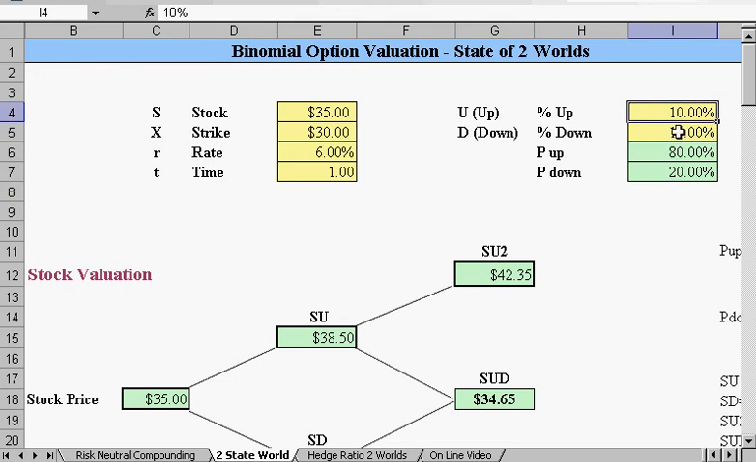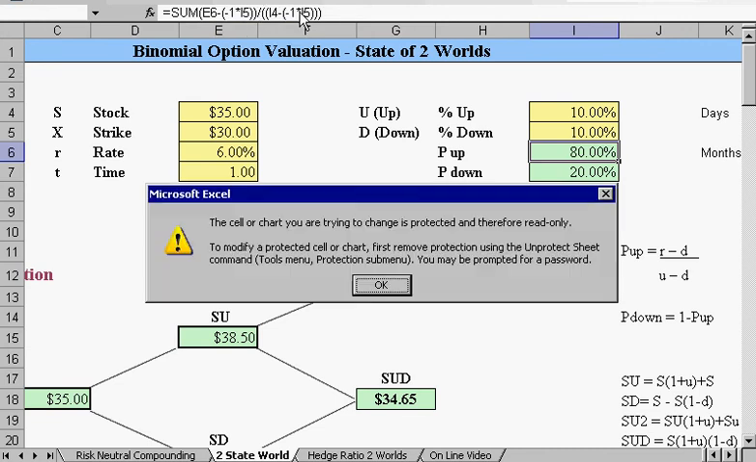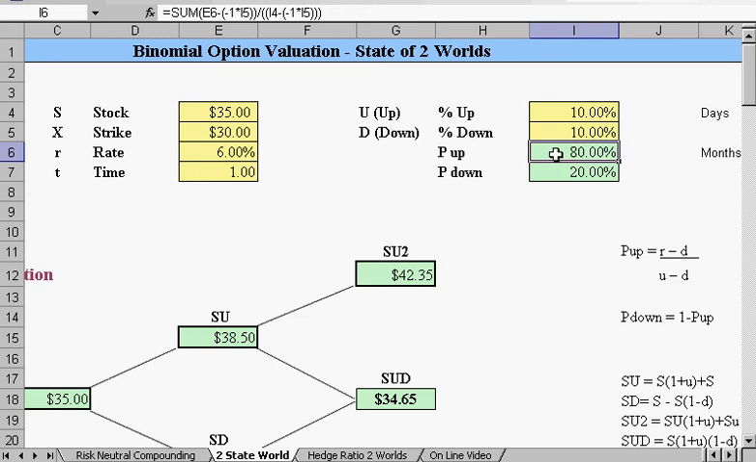Keep this at 10%. Say it's going to go up 10% and down 10%. Here's our calculation for P up. It's actually a little more complicated because we're subtracting 1 times and 1 minus. So it's a little bit more complicated. This is the actual formula up here, so if you want to take a look at that. Over here, P down is 1 minus P up. So that's where we get 0.2 from.